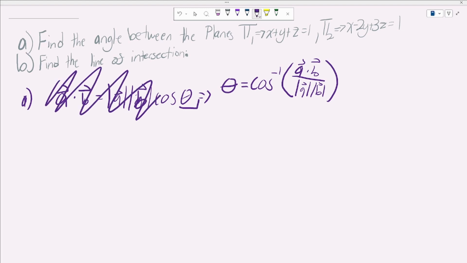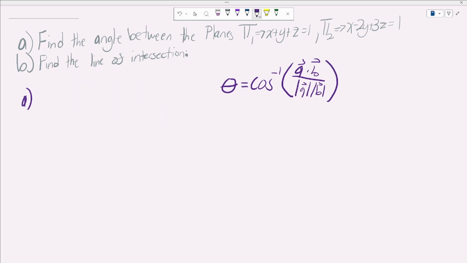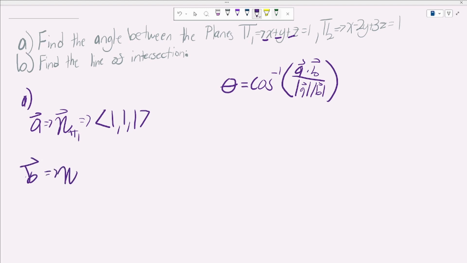So now that we know what we're looking for, let's find our two vectors, a and b. We'll call vector a the normal vector of our first plane. To get the normal vector, we just look at the coefficients of our plane function. So for plane 1, our normal vector is going to be 1, 1, and 1. And vector b is just the normal vector of our second plane, and we can see that the coefficients are 1, -2, and 3.